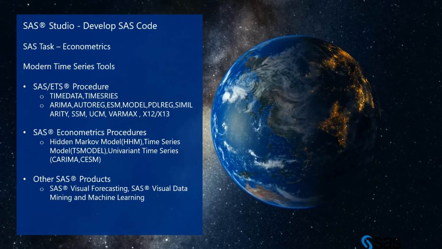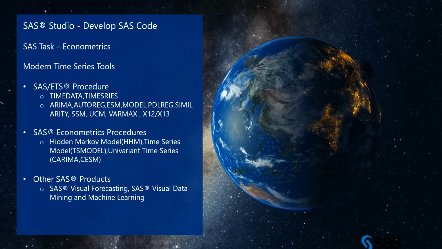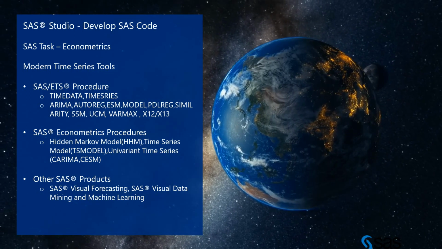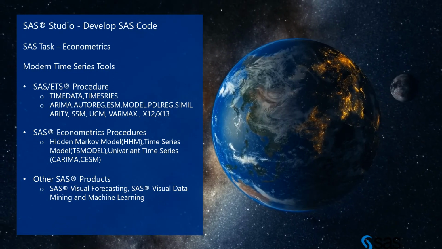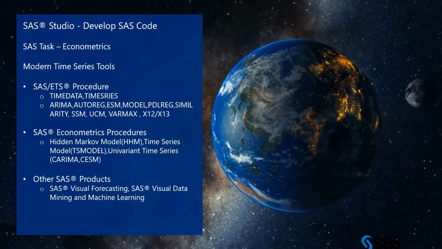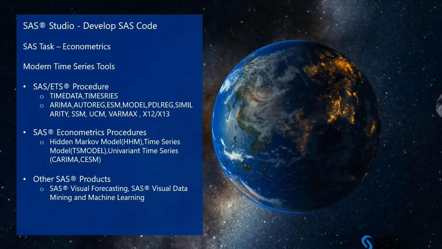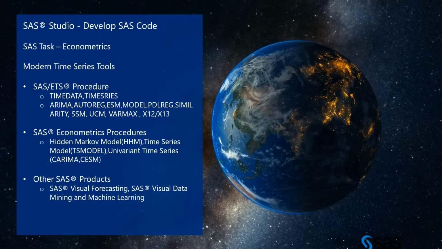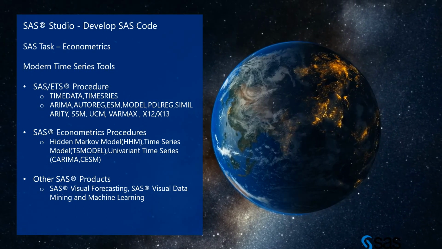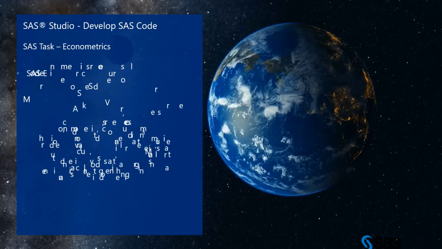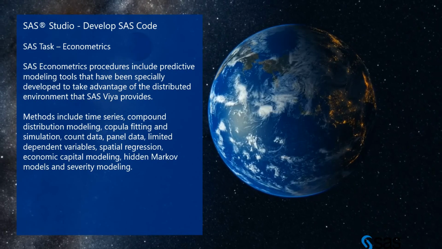In the SAS Econometrics procedures we have the hidden Markov model, HMM, and the time series models TSMODEL, and for univariate time series we have CARIMA and CESM. These are the econometric procedures we have, and among other SAS products we have SAS Visual Forecasting and SAS Visual Data Mining and Machine Learning. So this is about the time series models and about SAS Econometrics.